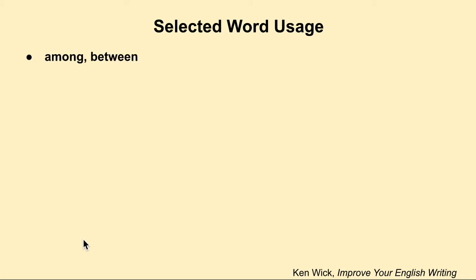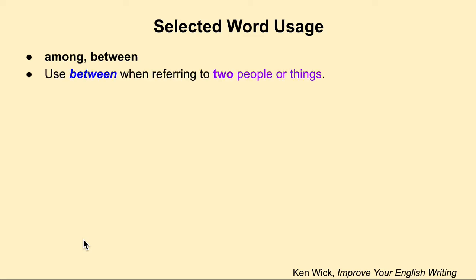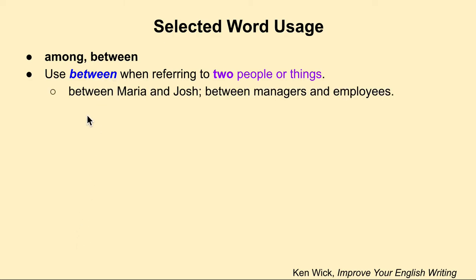So what about the difference between among and between? So between is used when referring to only two people or things. So you have to have two to use between. So you have between Maria and Josh, because you have two here, Maria and Josh. Between managers and employees, so you only have two things, managers and employees.